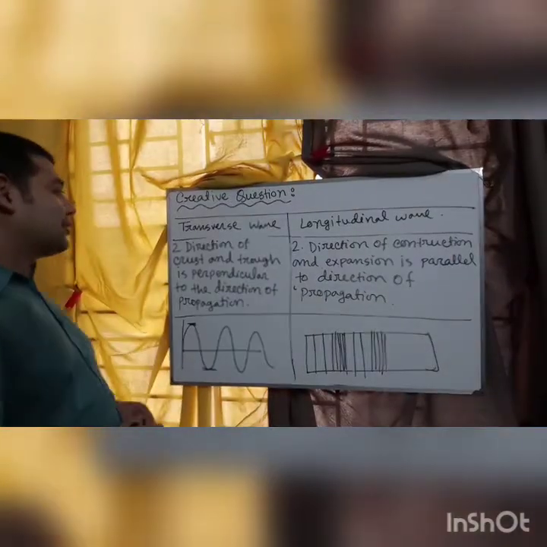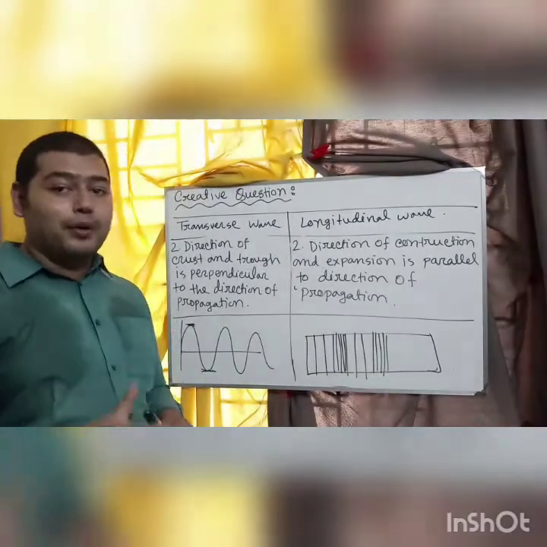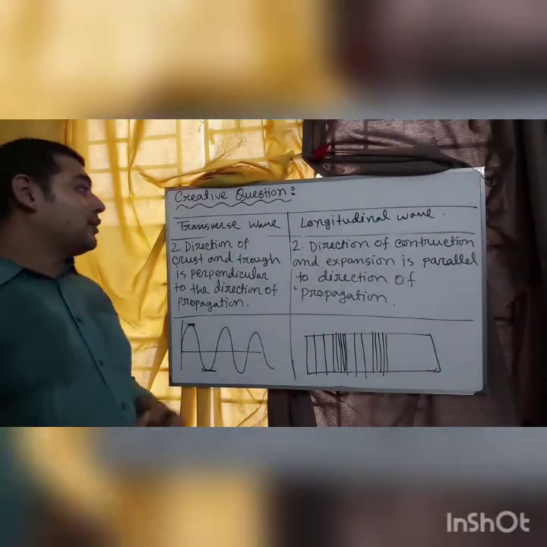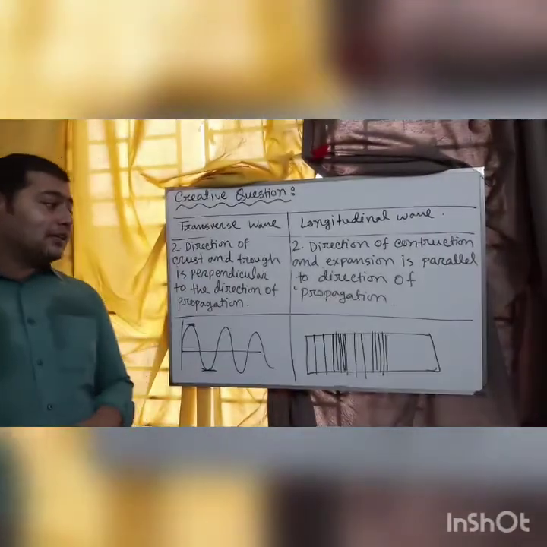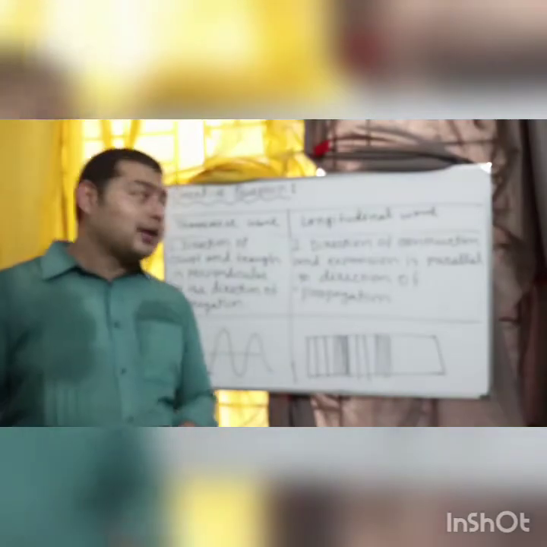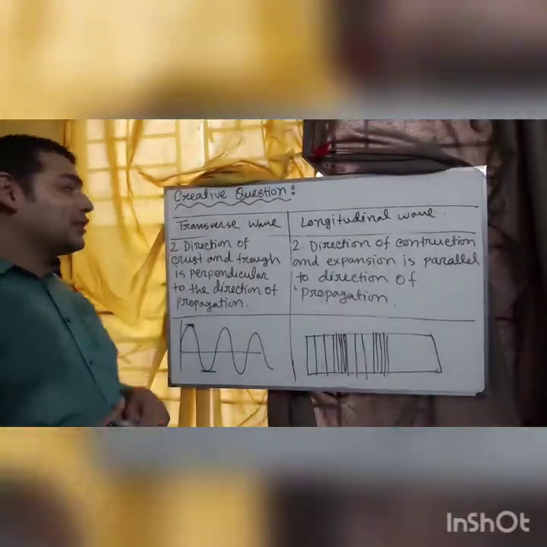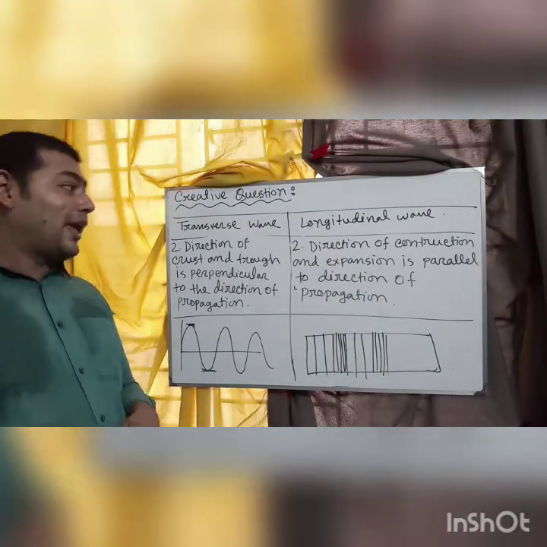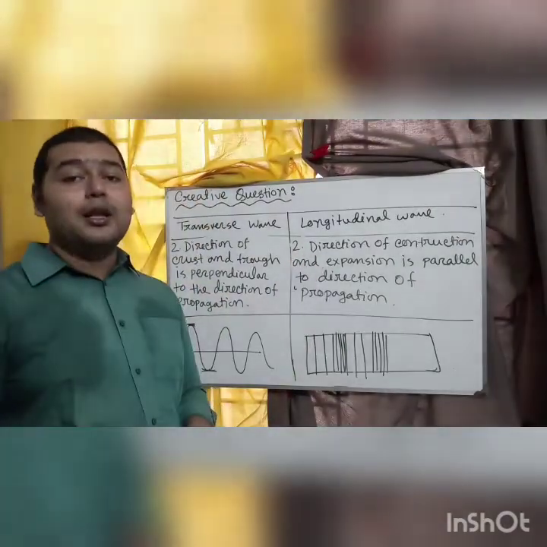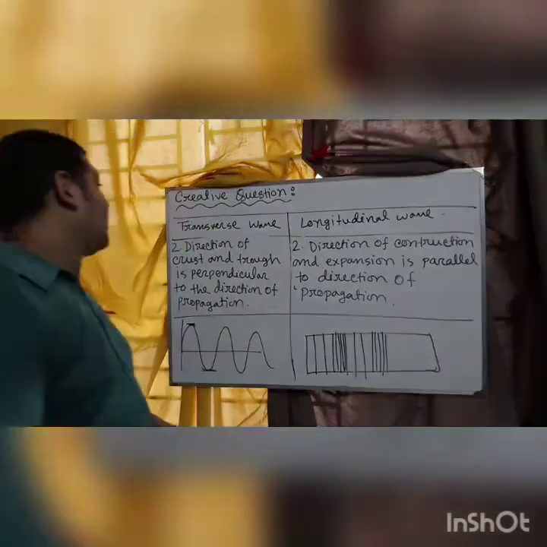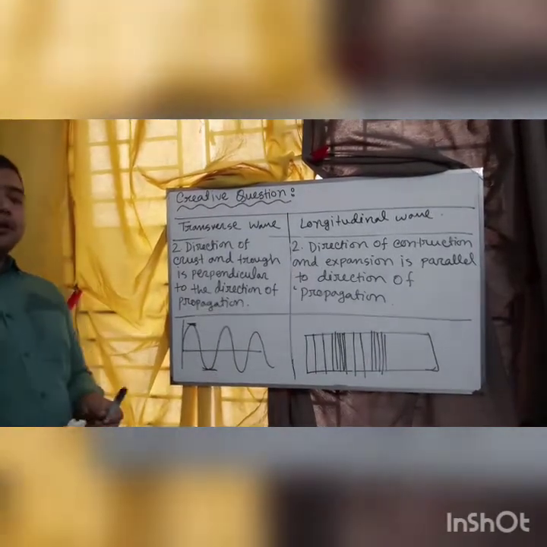Examples of transverse waves are light waves, and waves in a pond are transverse waves, but an example of a longitudinal wave is a sound wave. Okay, the wave of a string is also a transverse wave. Yes, any type of sound wave is a longitudinal wave. Okay, so this is our distinction between transverse wave and longitudinal wave.